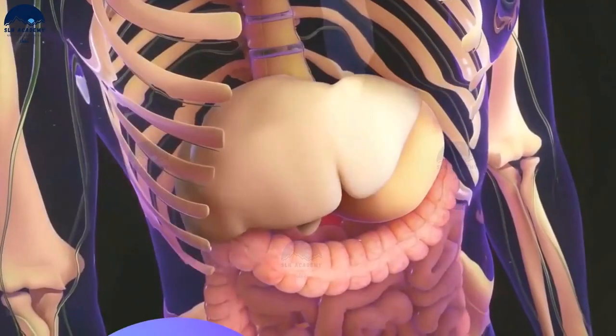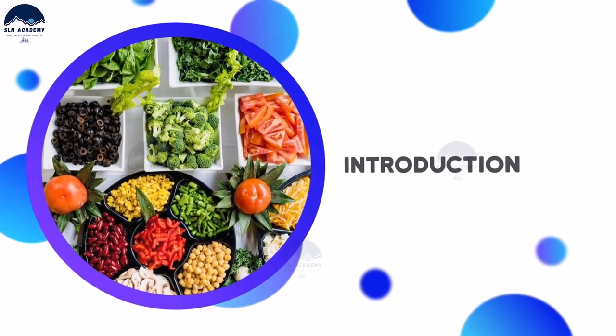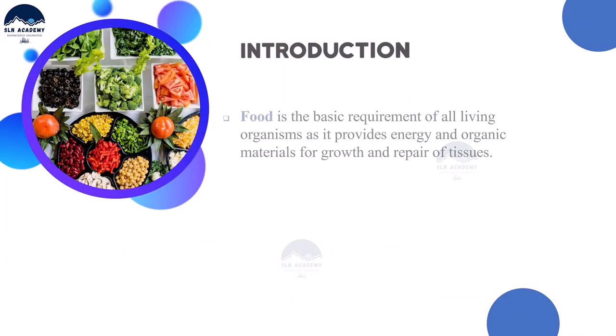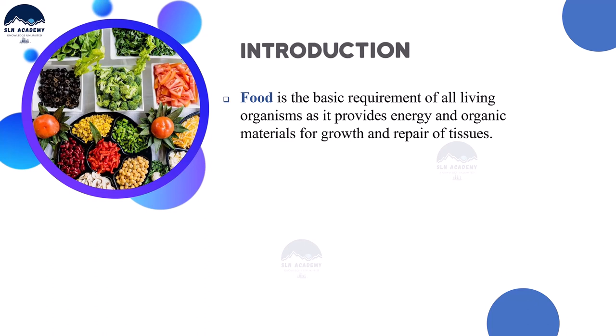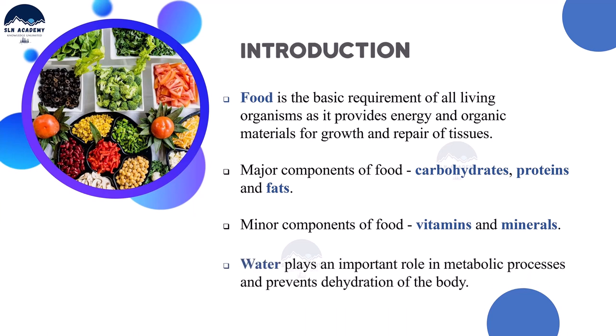Let us start with a quick review of digestion and absorption and important definitions and concepts. Food is the basic requirement for all living organisms as it provides energy and organic materials for growth and repair of tissues. Major components of food are carbohydrates, proteins, and fats. Minor components of food are vitamins and minerals. Water plays an important role in metabolic processes and prevents dehydration of the body.